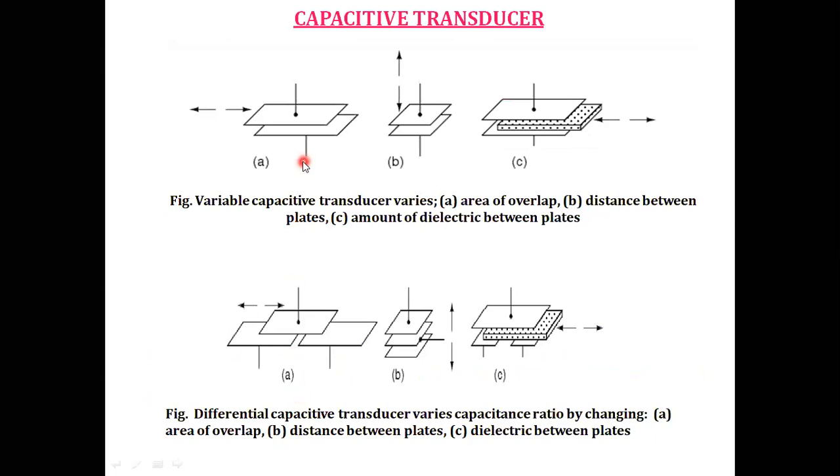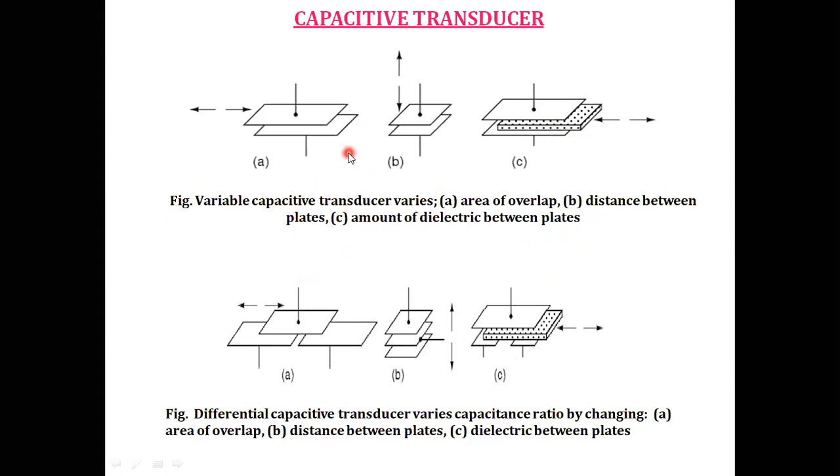The first one is the variable capacitor transducer variation. It can vary by area of overlap, the overlapping of the two plates; second, the distance between the plates; and third, the amount of dielectric between the plates. This is the normal one.